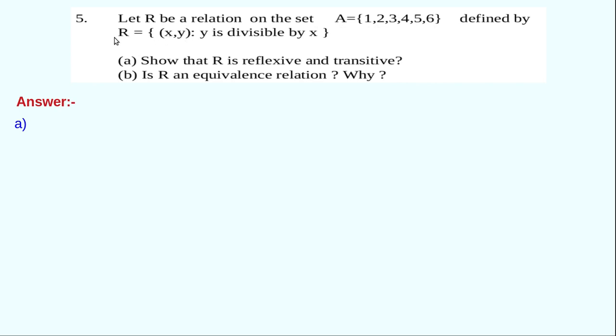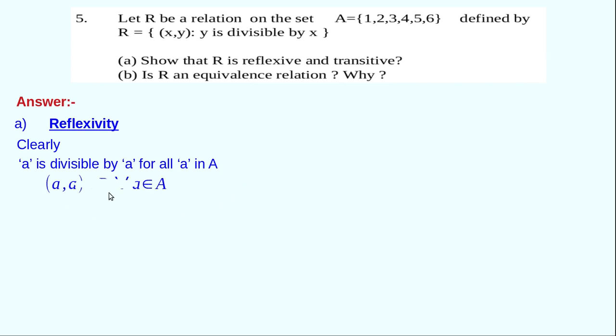In general, (A, A) belongs to this relation. Clearly, (A, A) belongs to this relation. Why? Let (X, Y) be a member of the relation: Y is divisible by X. For (A, A) to be a member of this relation, A must be divisible by A. That is correct. Every number in this set is divisible by itself. Therefore, A is divisible by A for every A in this set. Hence, (A, A) belongs to R and the relation is reflexive.